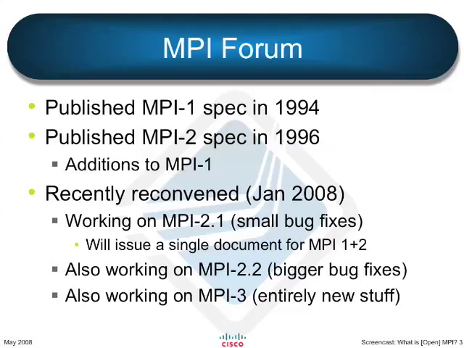We're also working on MPI 2.2, which is slightly bigger bug fixes, which may entail some minor changes to user applications to be able to run under MPI 2.2. And then we're also working on MPI 3, which is just entirely new stuff that isn't included in MPI 1 or 2 at all at this point.